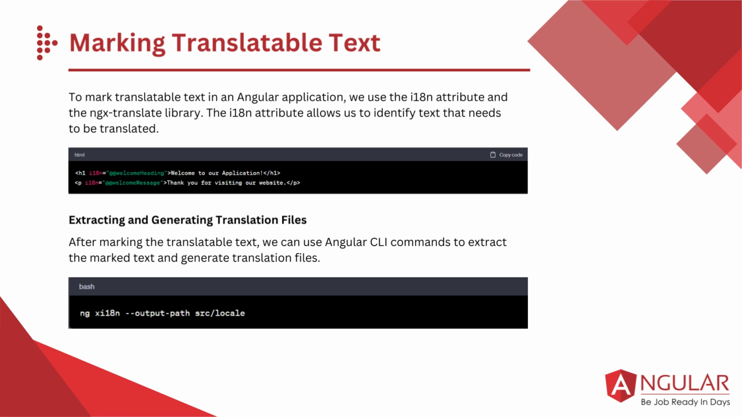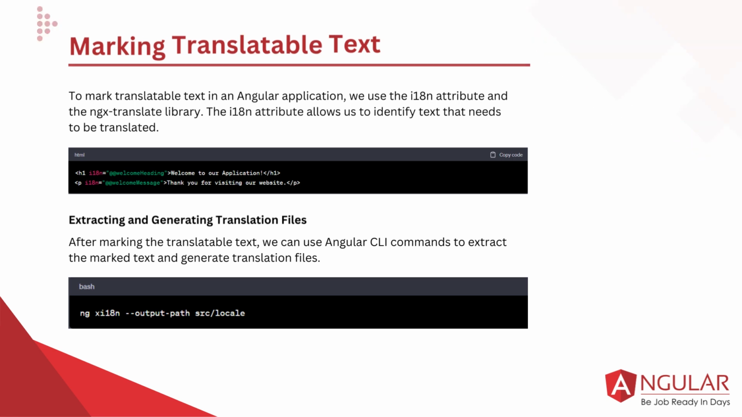After marking the translatable text, we can use Angular CLI commands to extract the marked text and generate translation files. The generated translation files contain a placeholder for the translations. Translators can then provide translations for different languages and regions, and these translations can be loaded into the application.